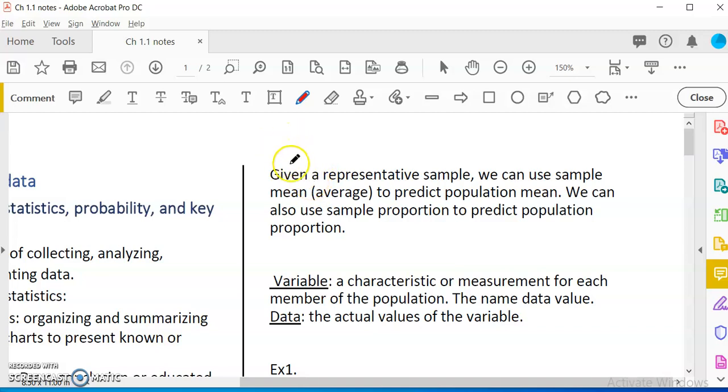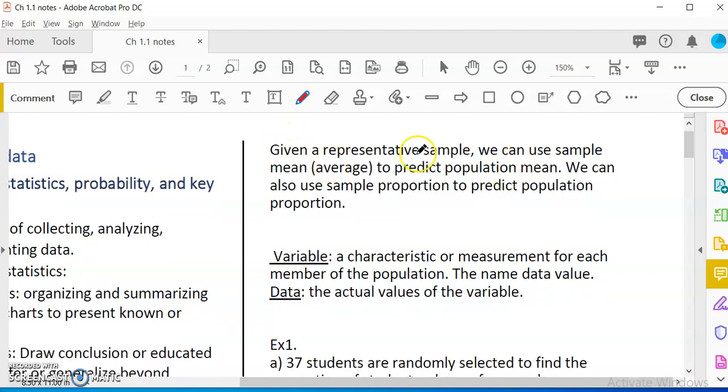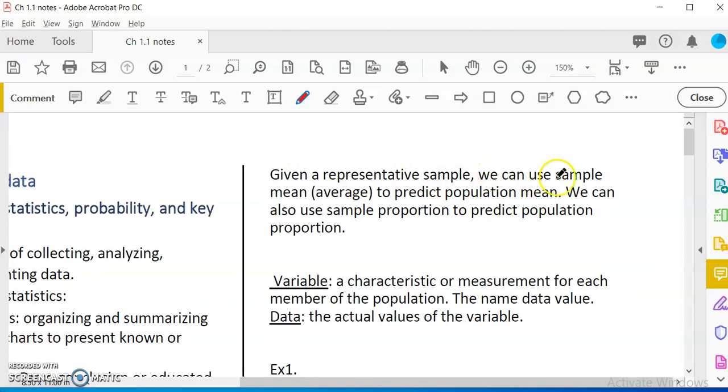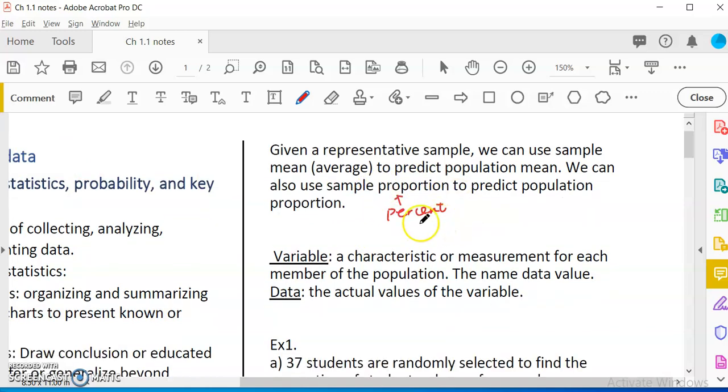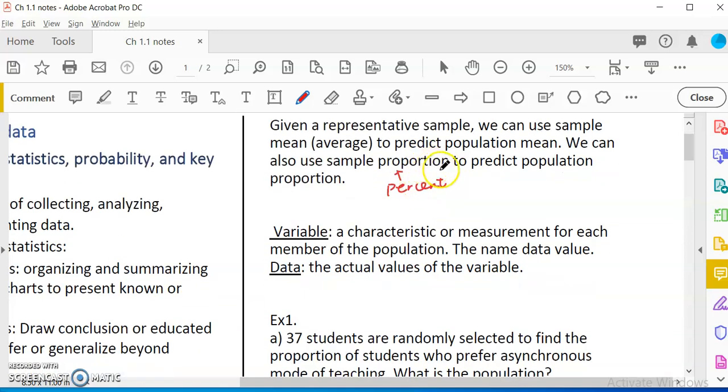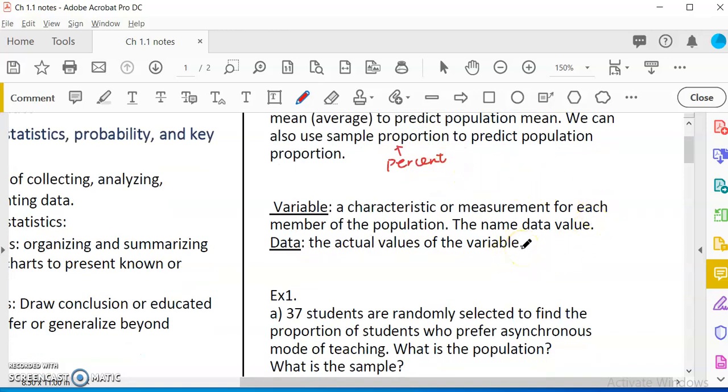So more about representative samples. If the sample is representative, we can use the sample mean to predict the population mean. We can also use the sample proportion to predict the population proportion. Proportion is a fancy word in statistics that just represents percent. For example, if I want to say what is the percentage of females in a college, in statistics we will say what is the proportion of females in the college. Percentage is like 50%, 52%, and in proportion, very often we use decimals to talk about it. So we use a different word to talk about it. So that is 4 terms.